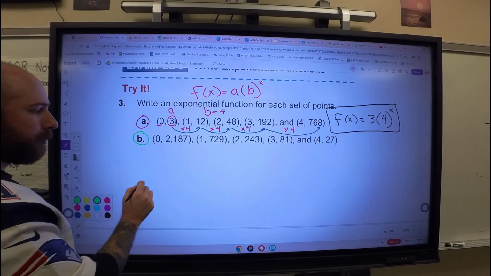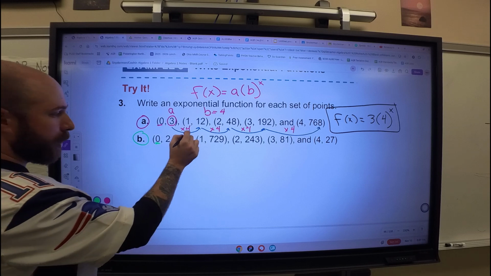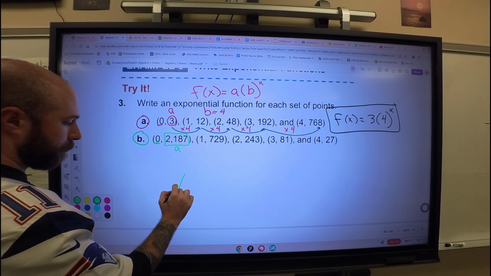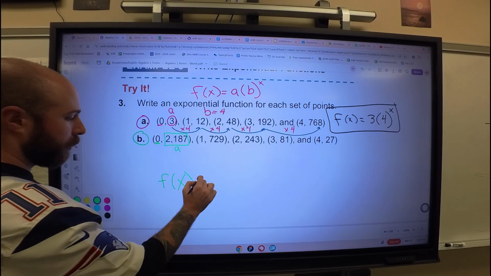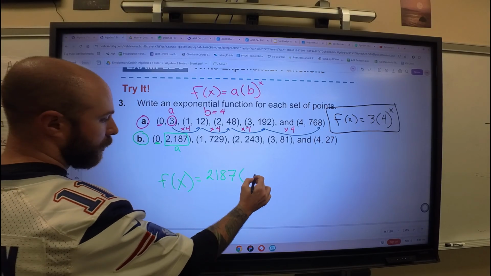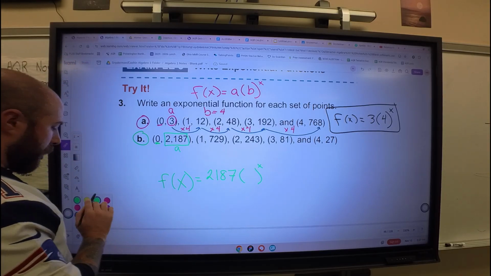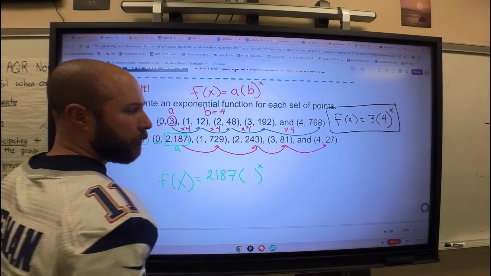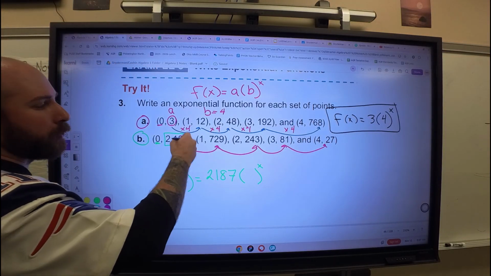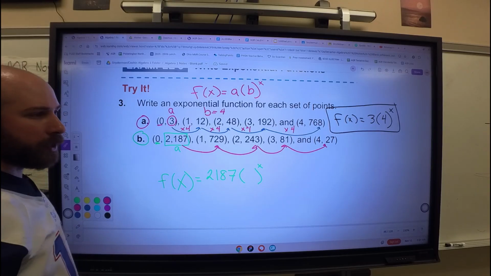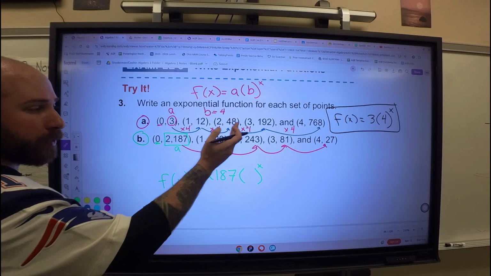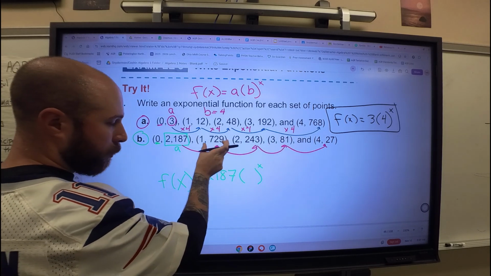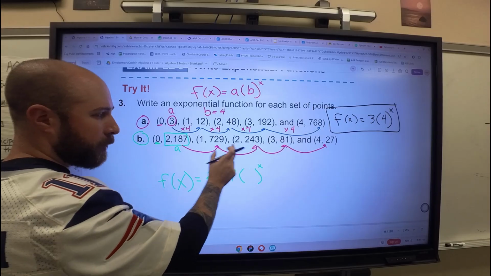Now if we look at b, again, I have x is 0, so I have my value of a, 2,187. I'm just looking for my b. And we can see that our y values are getting smaller. 2,187 to 729 to 243 to 81 to 27. And remember, I talked about it. We just take the smaller number, divide it by the bigger number, right? And it doesn't matter which two points I choose as long as they're right next to each other.